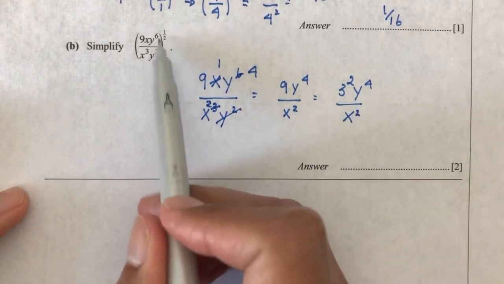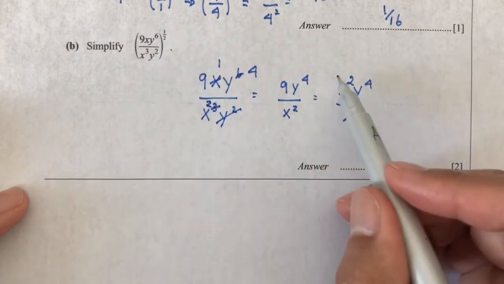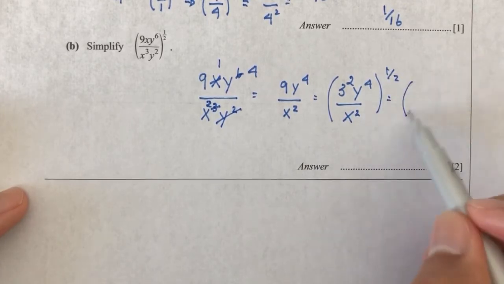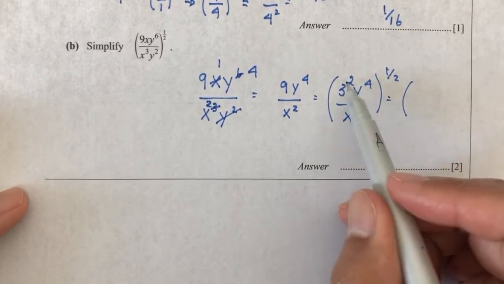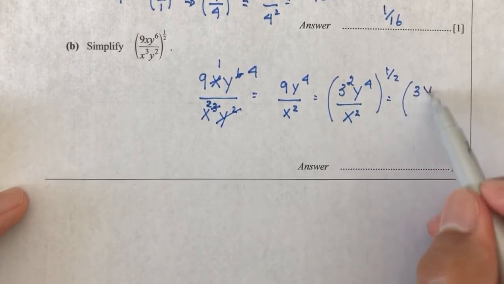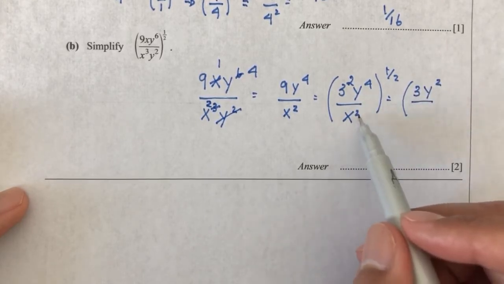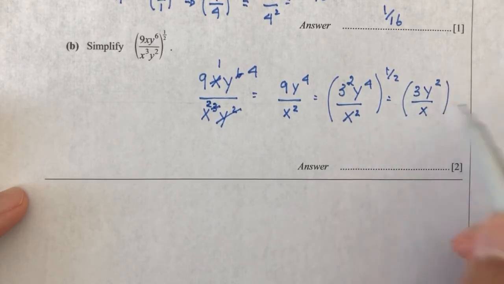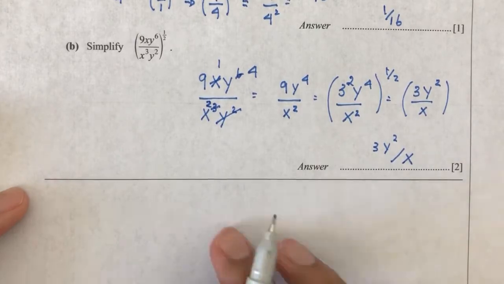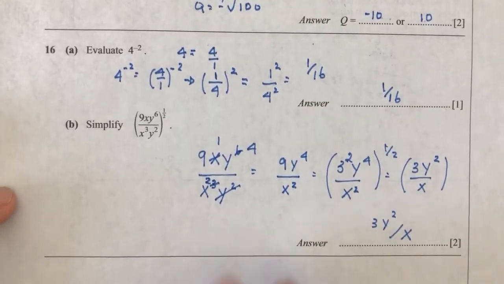Now we have to bring in the power of half. So 3 power 2 times half becomes 3. 4 times half becomes y2. 2 times half will be x. So your answer will be 3y2 divided by x. And that is question number 16.